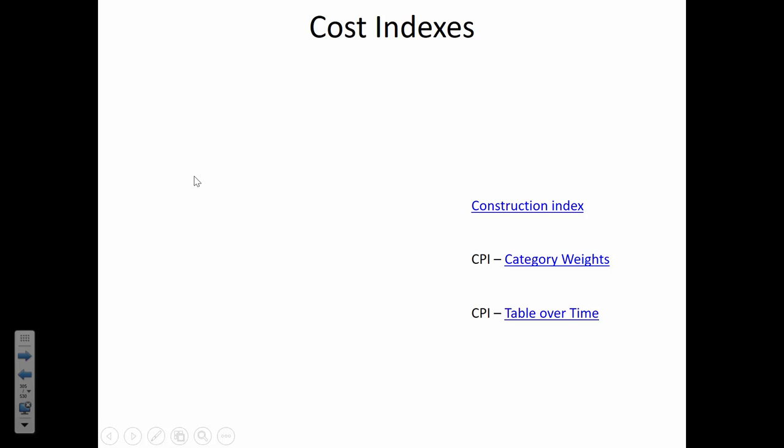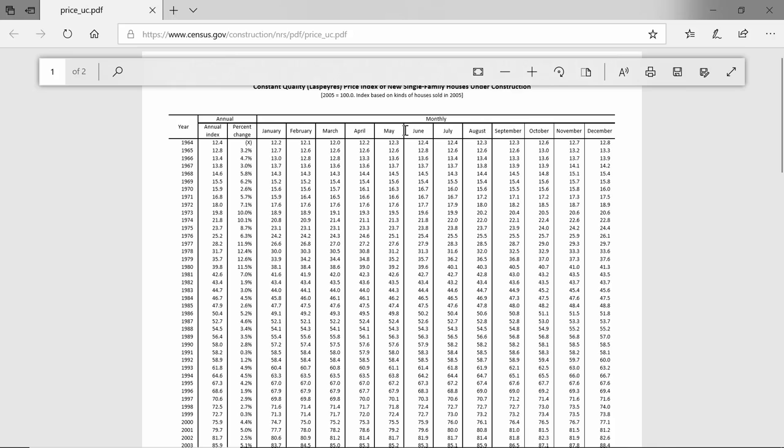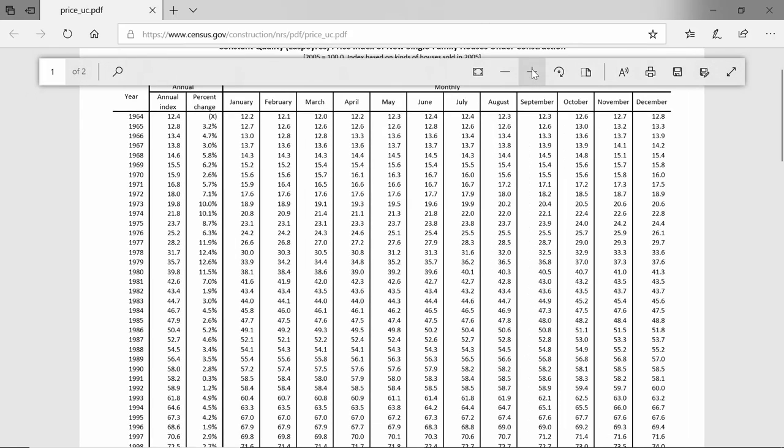Okay, we're going to start by talking about cost indices, and I'm going to show you a cost index before we even define what it is, because I hope that by looking at what the index is, you'll start to get an idea of what they are, how they're generated, how they're used. So I'm pulling up a cost index right now that's used specifically for the construction industry. This is some data related to the pricing of a single family house.